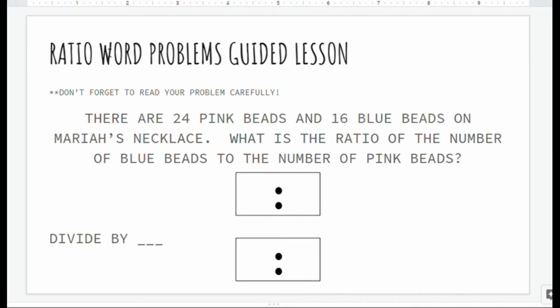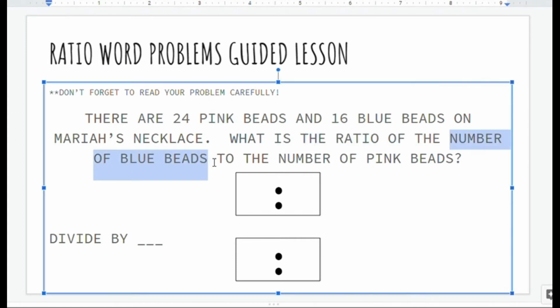So in this case, we have to make sure we read our problem very carefully, once, twice, hopefully. So there are 24 pink beads and 16 blue beads on Mariah's necklace. What is the ratio of the number of blue beads to the number of pink beads? Okay, so the first thing I need to remember is I'm looking for the ratio. What is the first object that they're asking me for? What's the first quantity, the first number? That is going to be the number of blue beads.